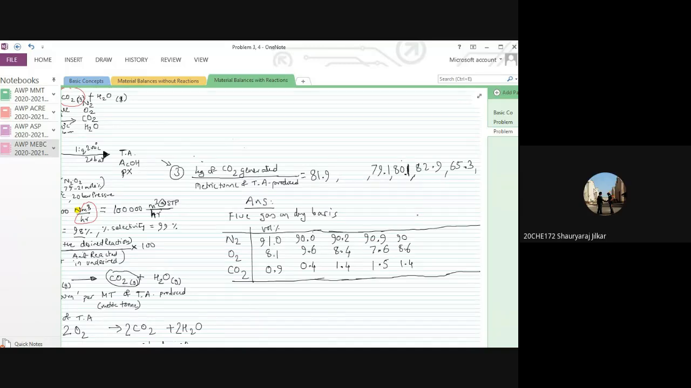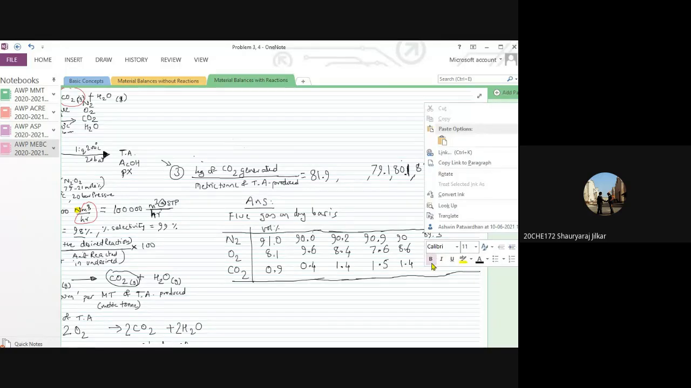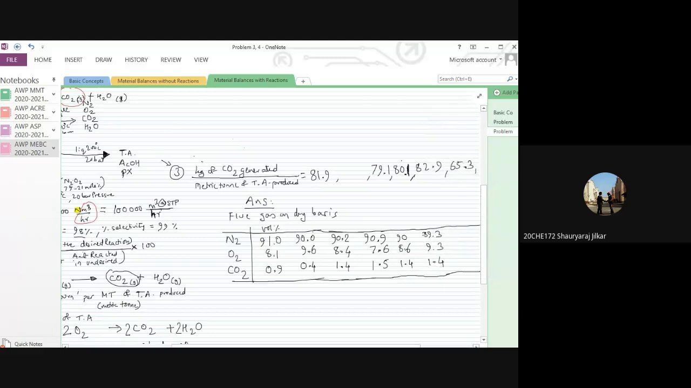I got 81.9 as the kgs of carbon dioxide produced. My answer matches now. I corrected it, and my composition has come to 89.25 of N2, 9.3 of O2, and 1.4 of CO2.